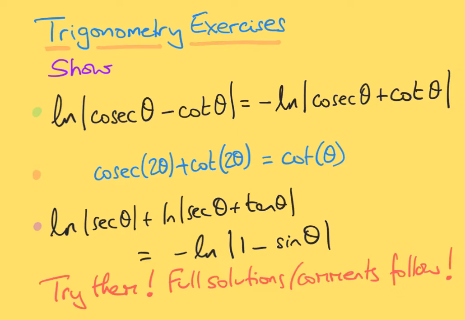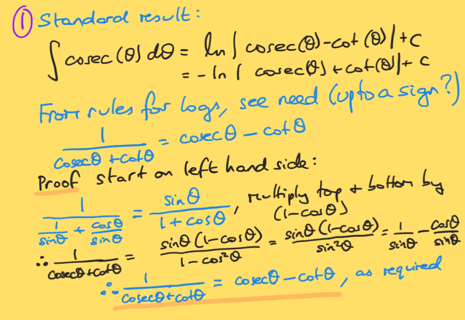Okay, welcome back. Let's look at the first exercise on the next slide. So for this exercise, I'm actually going to start by telling you where it arises. The integral of cosec of theta with respect to theta is the log of the modulus of cosec of theta minus the cotangent of theta plus a constant, or you can rewrite it as minus the natural log of the modulus of cosec of theta plus cotangent of theta plus a constant.